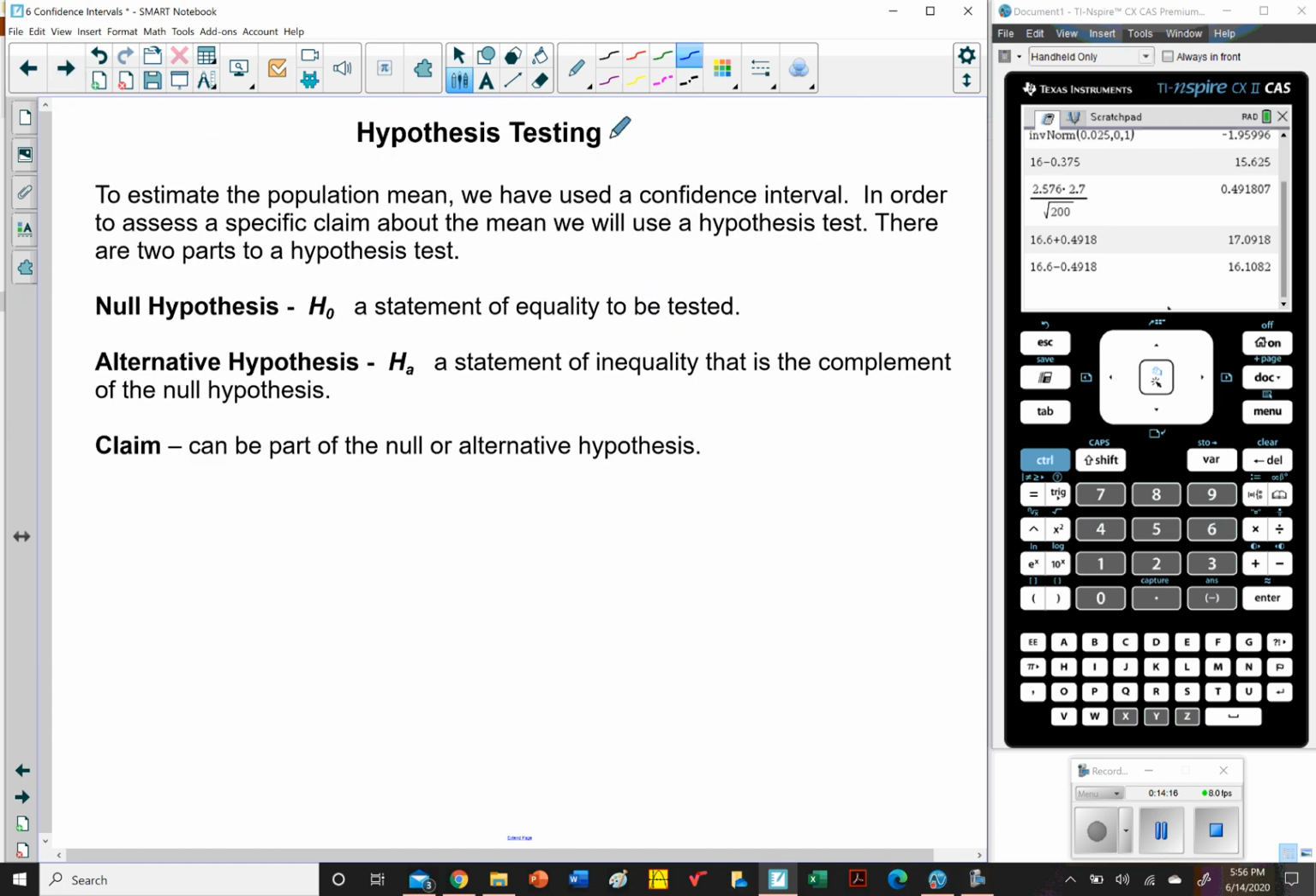Okay, hypothesis testing. When we want to estimate the population mean, we've used a confidence interval. But if we want to assess a specific claim about the mean, we have to use a hypothesis test. So two different things are happening in this lesson. We're looking at population mean, and we're looking at making a claim using a hypothesis test.